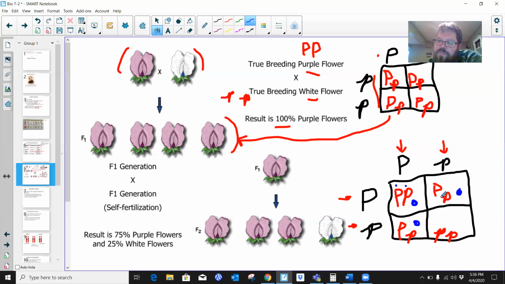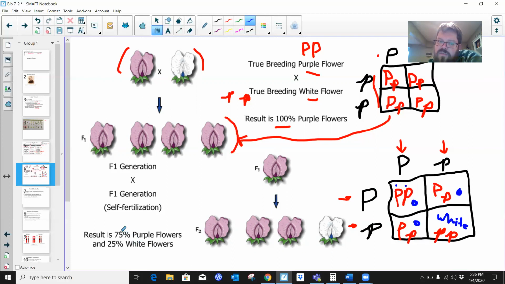So what do we got? 3 out of the 4 are purple. This one has both recessive alleles. This potential combination inherited both recessive alleles. So 1 out of 4 is 25%. This represents the possibility of the flowers being white in color. So it's a 25% chance.